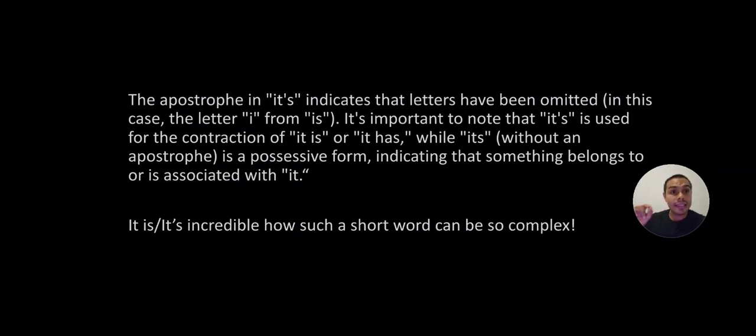So, on the other hand, its without an apostrophe just indicates a possessive form. La forma posesiva de un objeto o de la tercera persona del singular, lo siento. So that indicates that something belongs to or is associated with it. Okay? For example, I like my dog because its hair is brown. Me gusta mi perro porque su pelo es café.